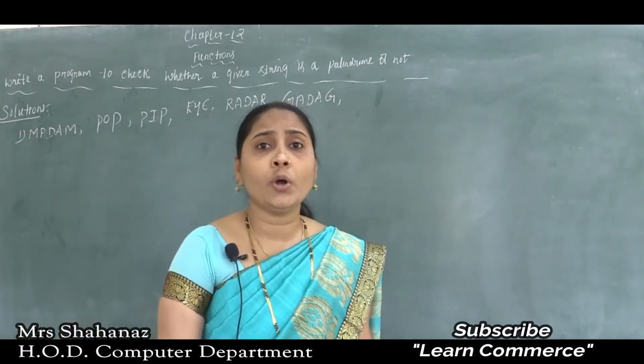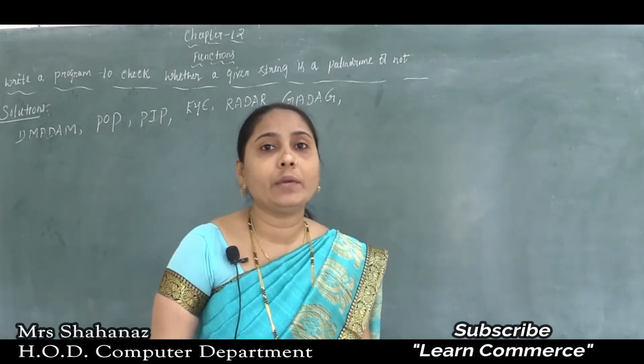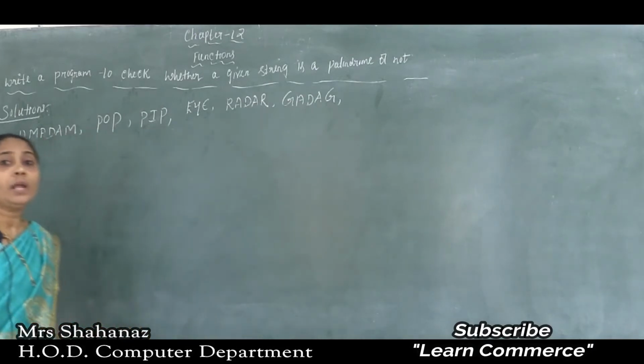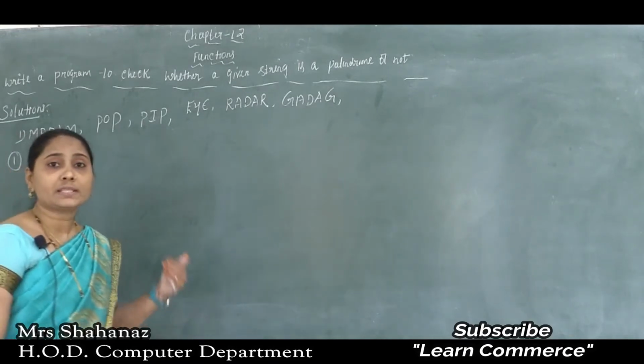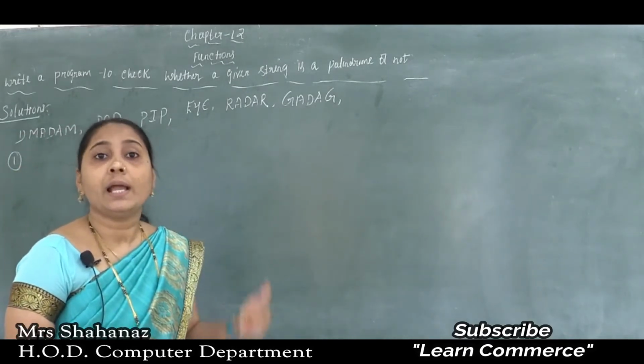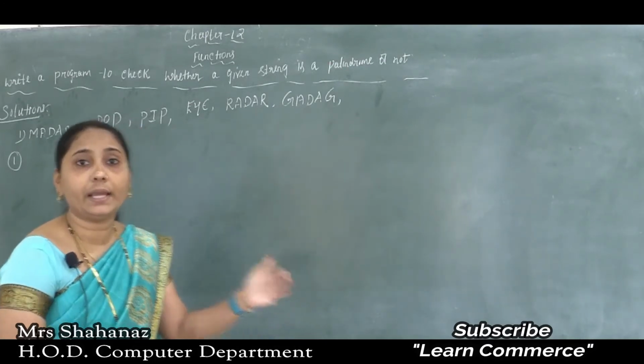Correct? So, to check the problem of whether a given string is a palindrome or not, we need to follow some steps. What are the steps we need to follow in this case? Whatever the steps I am going to use in the solution, the same I am going to use in our flowchart as well as in the programs.